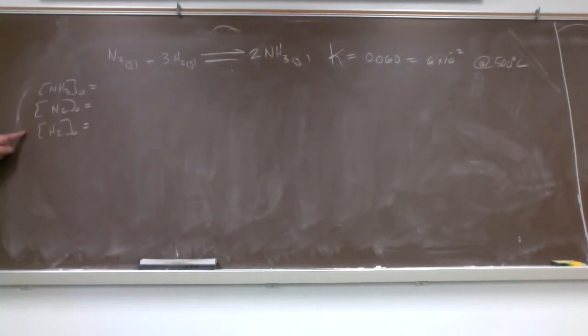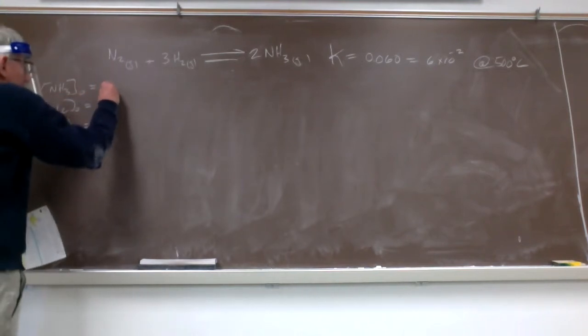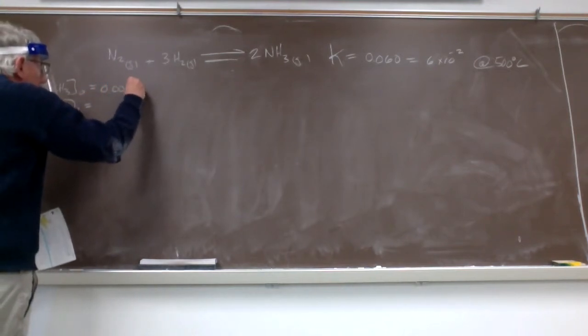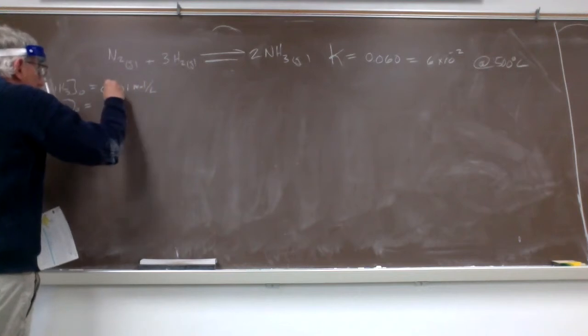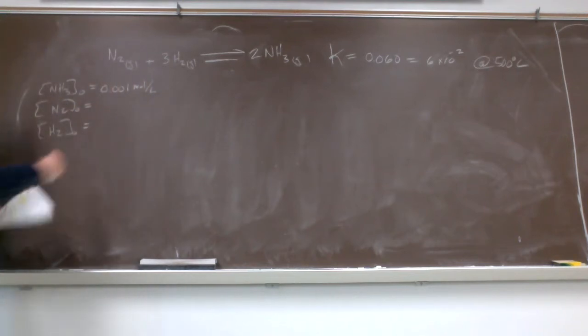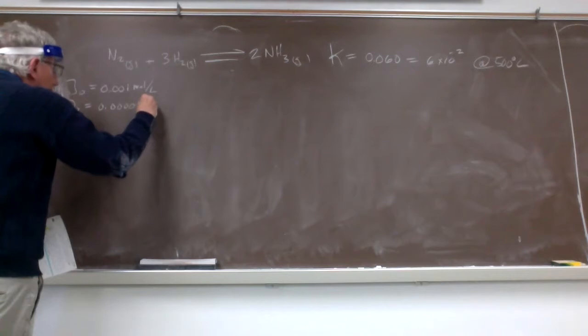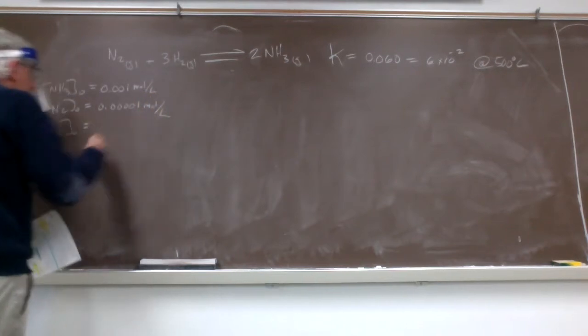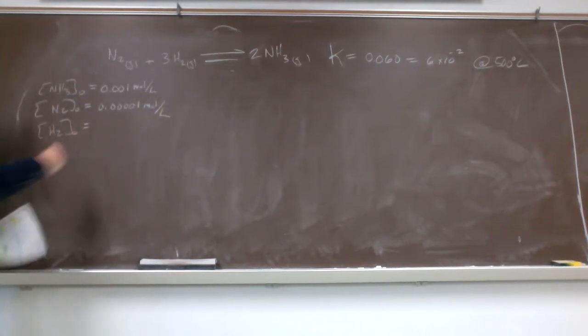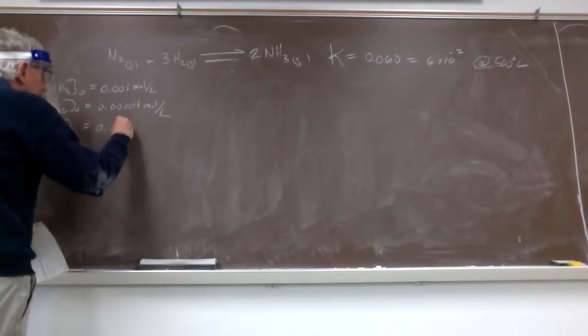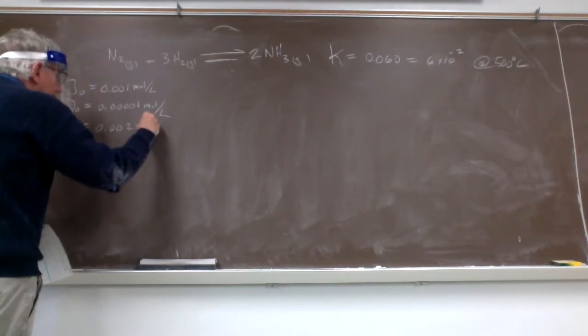These are going to be initial concentrations, what we currently have, right? Little subscript 0, where we are right now in time. And let's say that the ammonia has a concentration of 0.001 mole per liter. And the nitrogen is 0.00001 mole per liter. And the hydrogen concentration is 0.002 mole per liter.